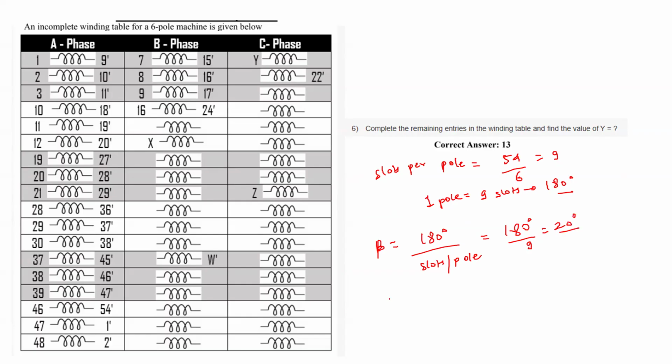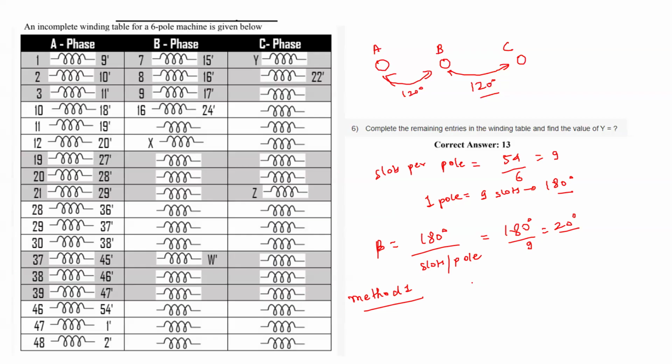Now, here also there are two methods. One is you have to find out how many slots make 120-degree. Okay, because we have seen that A phase, B phase, C phase in a three-phase distributed winding. From A phase to B phase, there has to be 120-degree phase shift. And from B phase to C phase, there has to be another 120-degree phase shift. So we have to find out how many slots make 120-degree. So let us say I'm denoting it by some number, let us say m.